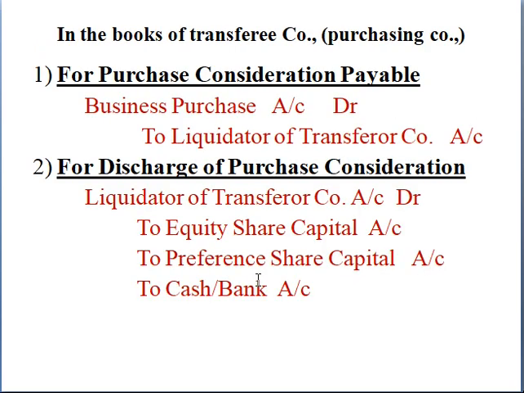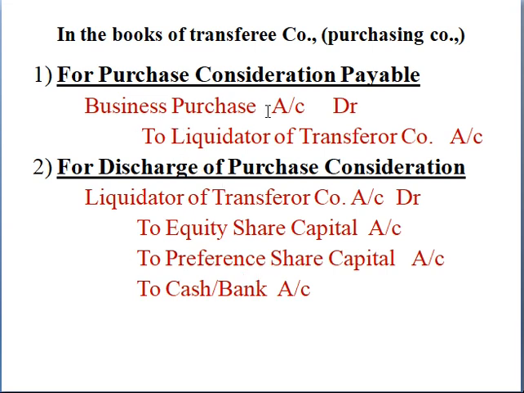Now we'll pass the journal entries in the books of the purchasing company. The first one is for purchase consideration payable. See here, the purchasing company makes a payment for purchasing a business. So it comes under the real account, debit. What comes in here? A new business comes in. So debit the business.